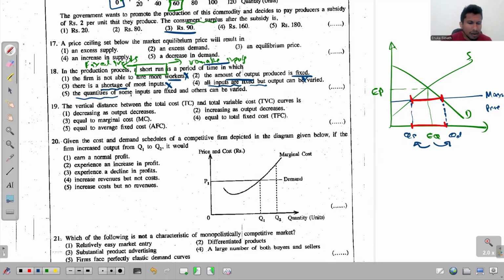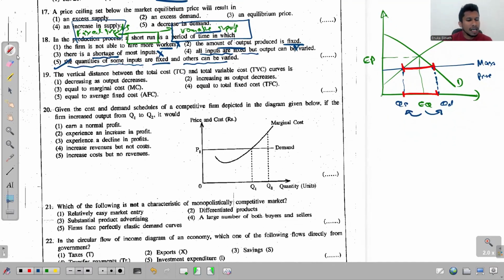The quantities of some inputs are fixed and others can be varied. Yes. Fixed inputs remain constant, but the variable inputs can change. So the answer is the fifth one there. Right. 19th.